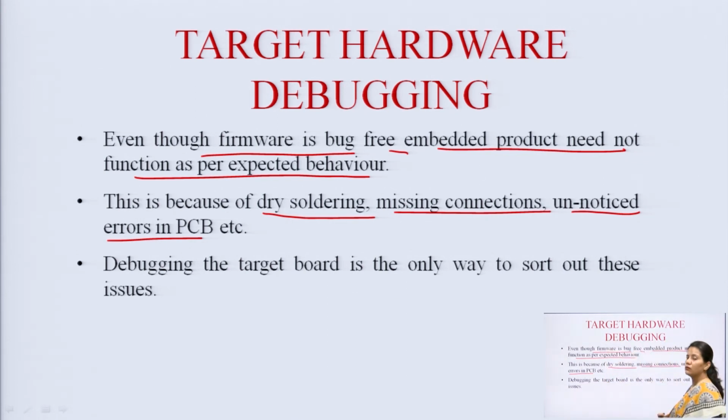Missing connections: again, while doing the continuous soldering, some connections may be missing. So, that will lead to unwanted results. Unnoticed errors in the PCB: since the PCB is a very small device, there may be certain errors, certain points where we are missing the bugs, where there is a connection issue or some device may not be connected properly. So, these may result in unexpected errors. Debugging the target board is the only way.